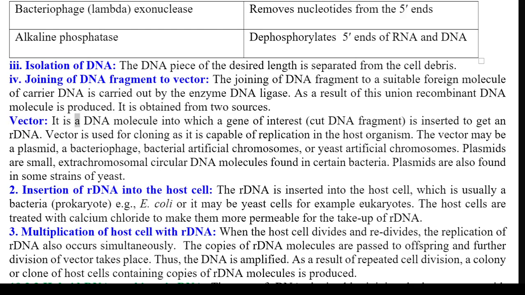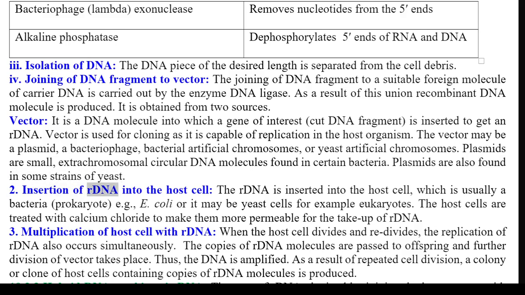Vector. It is a DNA molecule into which a gene of interest, cut DNA fragment, is inserted to get an rDNA. Vector is used for cloning as it is capable of replication in the host organism. The vector may be a plasmid, a bacteriophage, bacterial artificial chromosomes, or yeast artificial chromosomes. Plasmids are small, extrachromosomal circular DNA molecules found in certain bacteria. Plasmids are also found in some strains of yeast.